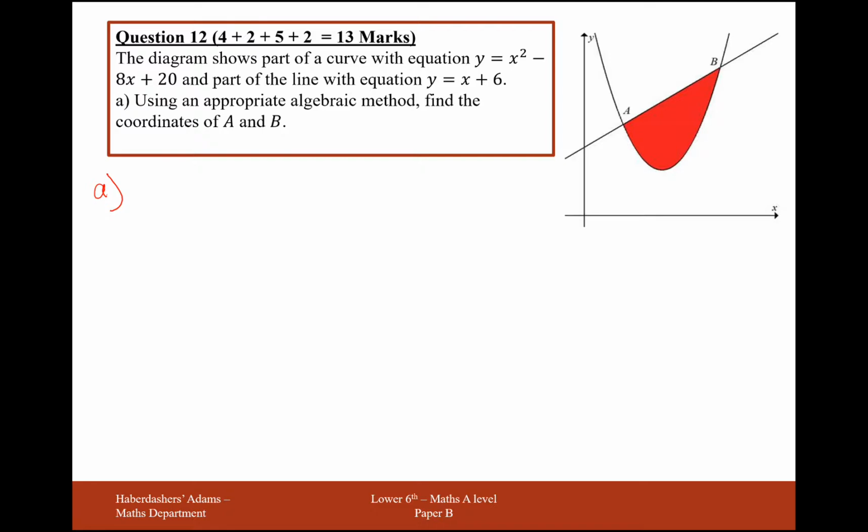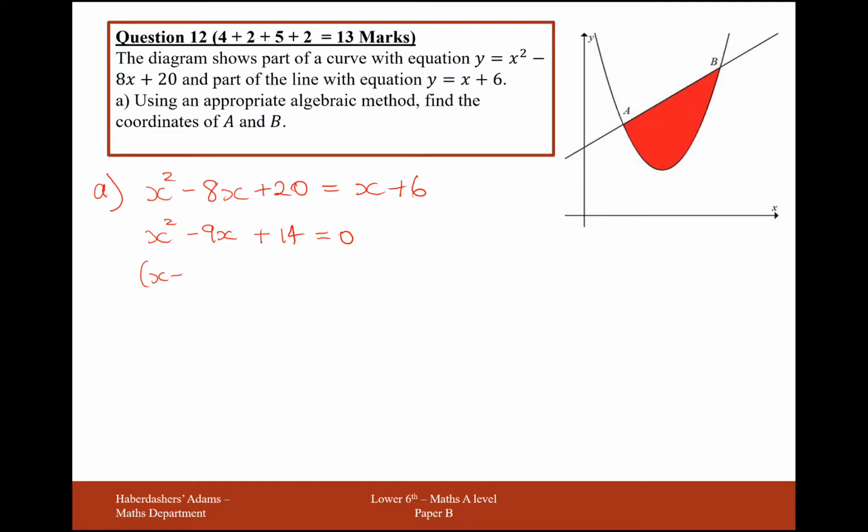Okay, well, the classic way of finding the intersection points between two lines is just to set the equations of those lines equal to each other. So here we get that. Let's move everything onto one side to form that quadratic. So x squared, take away another x, that's minus 9x, and take away 6, that will give us plus 14.